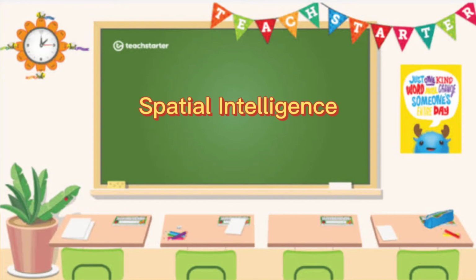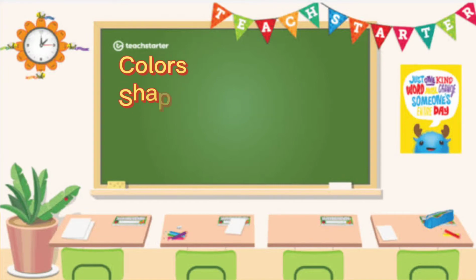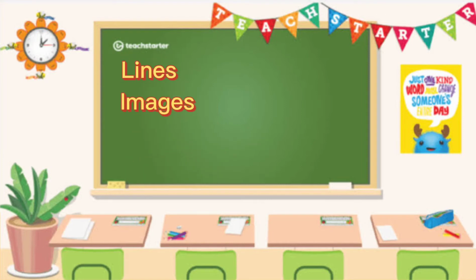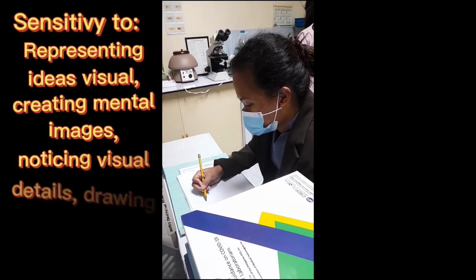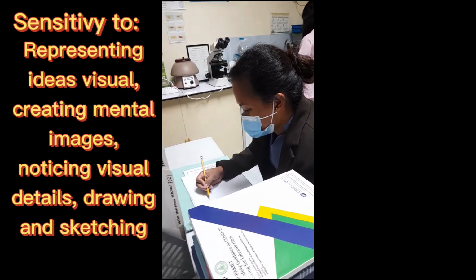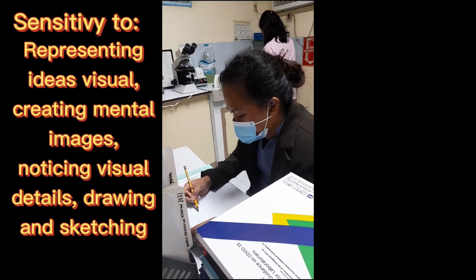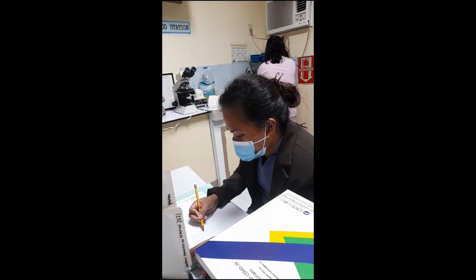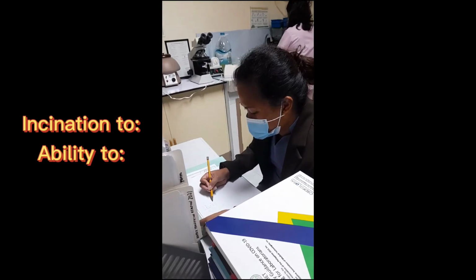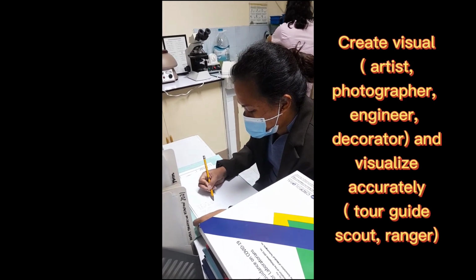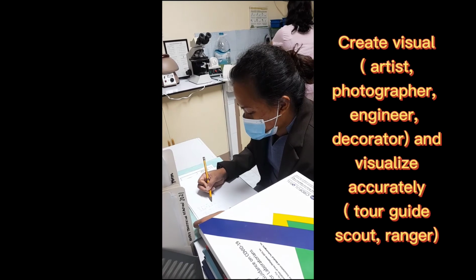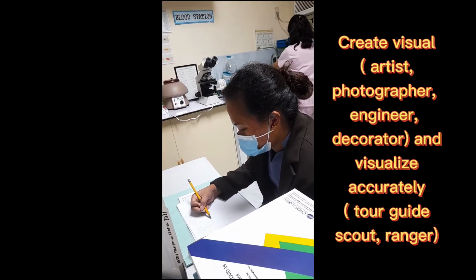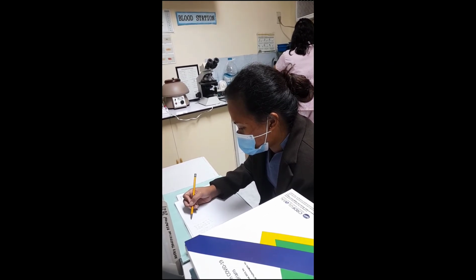Visual intelligence: colors, shapes, visual puzzles, symmetry, lines, and images. Sensitivity to representing ideas visually, creating mental images, noticing visual details, drawing and sketching. Inclination to ability to create visually, photographer, artist, engineer, decorator, and visualize accurately, tour guide or a scout ranger.